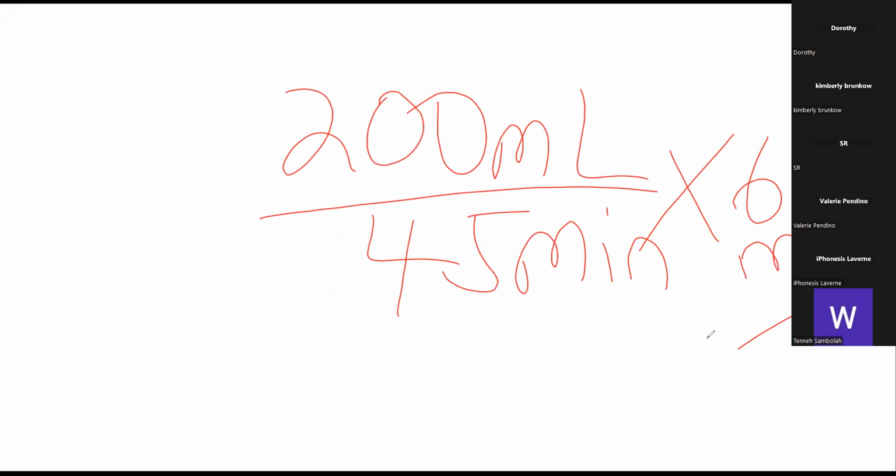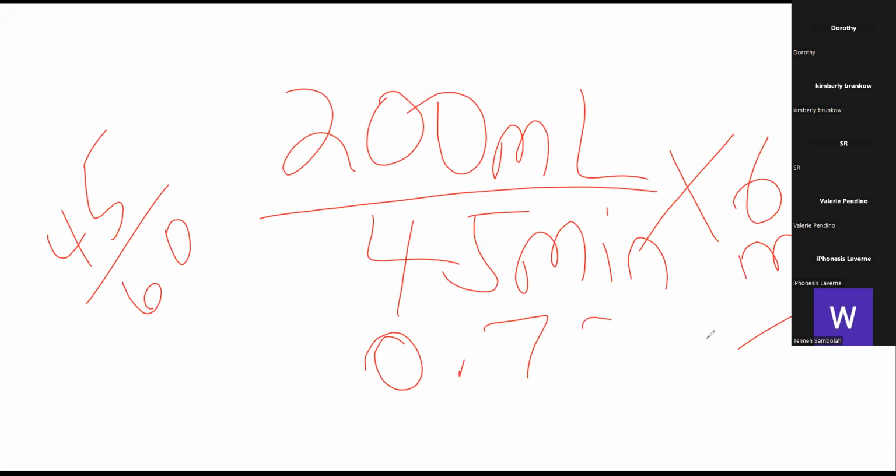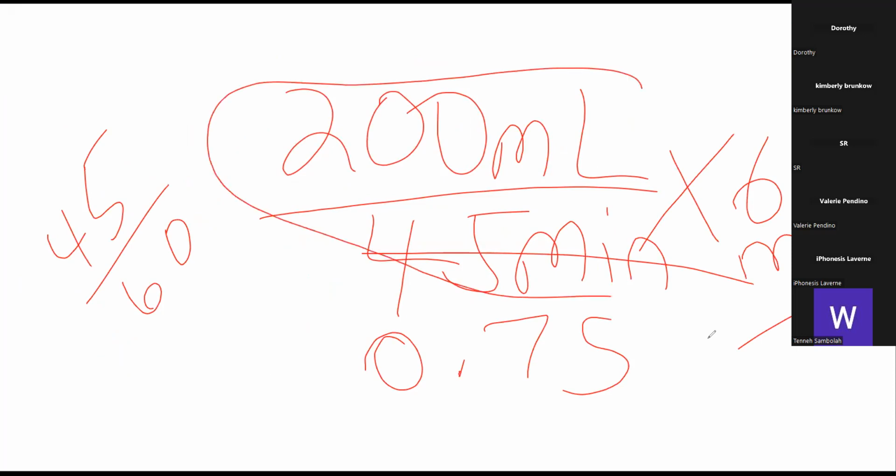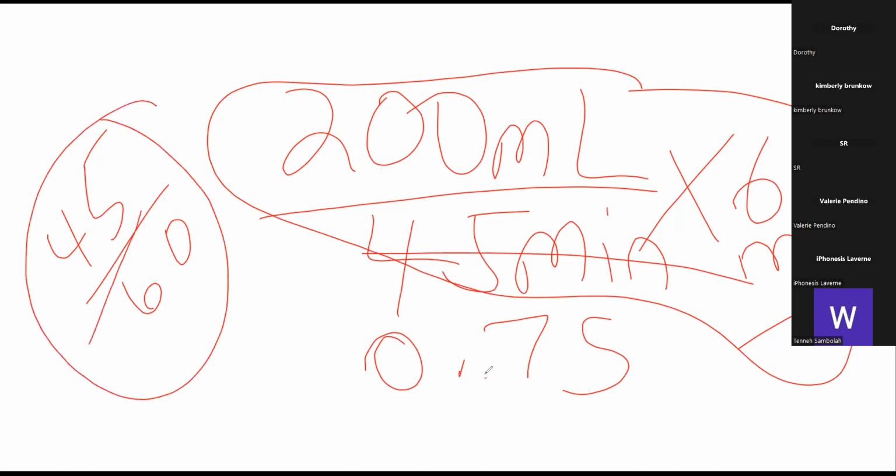Okay, you can do it this way too. But you already know if 45 minutes is 3/4 of an hour, that's equal to 0.75. So if you took 200 and divided by 0.75, you'll get the same answer. But this is just the easy way to do it. Otherwise, you've got to convert your time using this formula into an hourly rate.